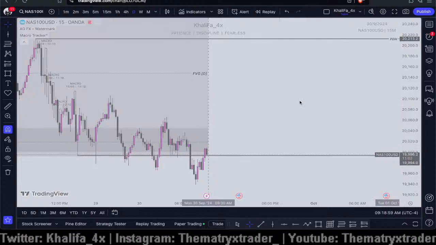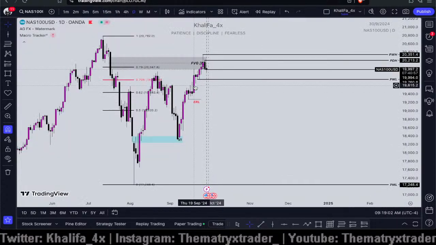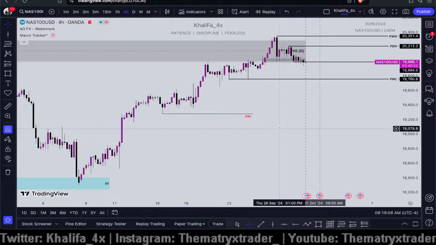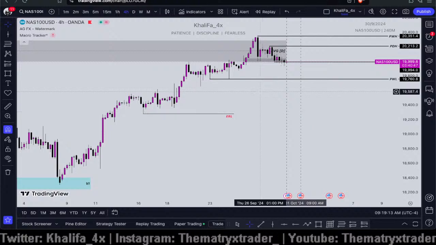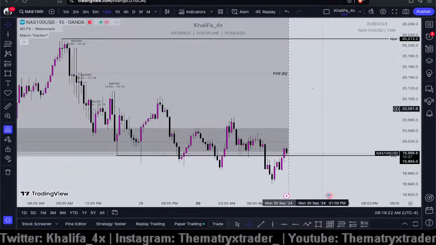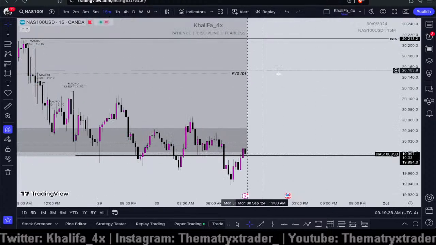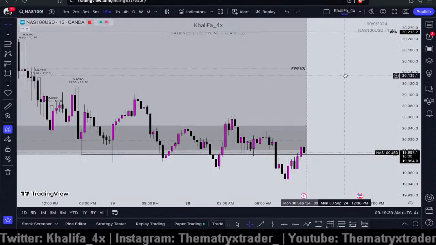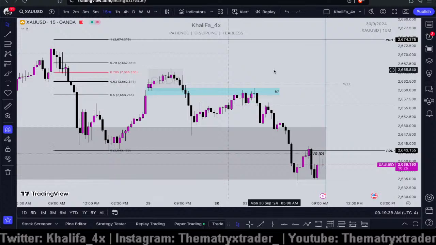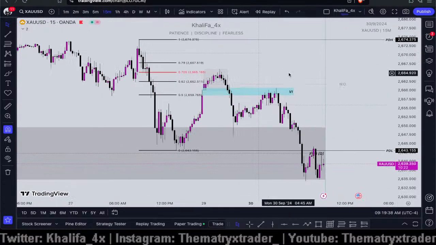And our optimal target would be, let's see if we have any kind of fair value gaps. It's already been filled. So the previous weekly low would be our draw on liquidity. Remember this, our previous weekly low would be our draw on liquidity, and this is what I have marked out.